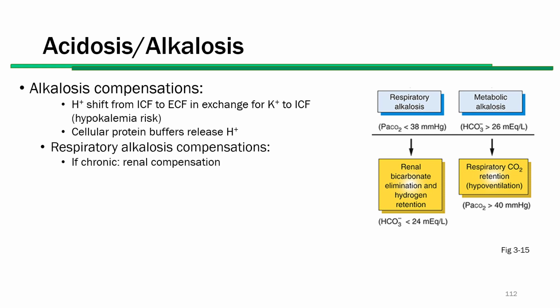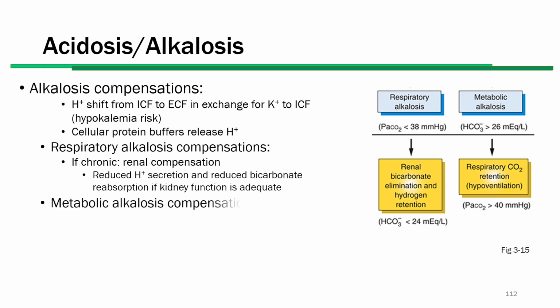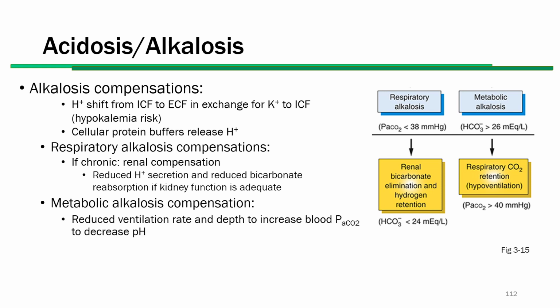Respiratory alkalosis compensations, you're going to get the renal compensation. Reduced renal secretion, so the opposite of what we saw on the last slide, and reduced bicarbonate reabsorption. So we're not going to push that out into the renal cells. We're not going to want to get rid of that hydrogen or absorb that bicarbonate. We want to compensate by reducing that mechanism. Metabolic alkalosis, if it's metabolic, your compensation is going to be respiratory. So you're going to reduce your ventilation rate and depth because you want to increase your blood arterial carbon dioxide to decrease your pH. You can also have a renal retention of hydrogen there.